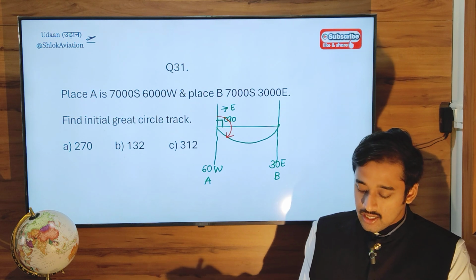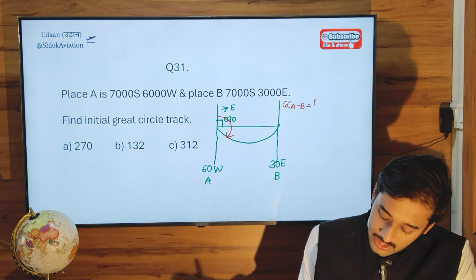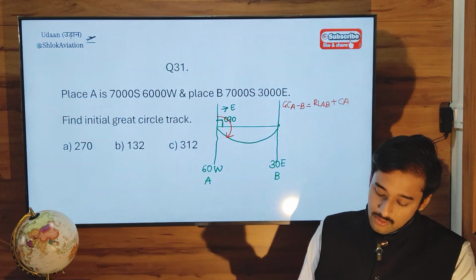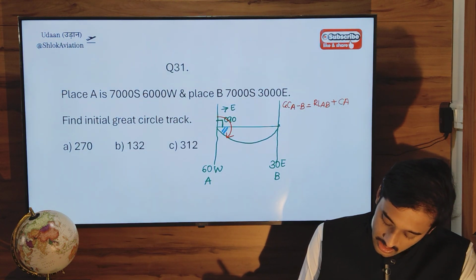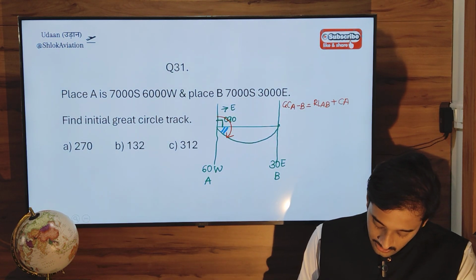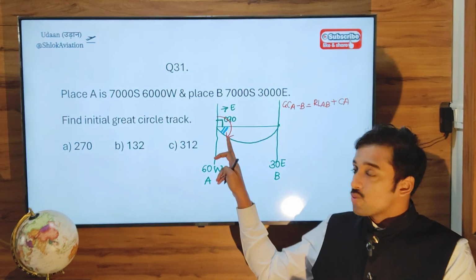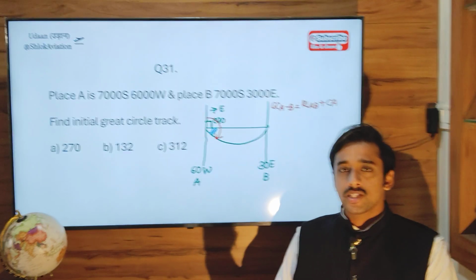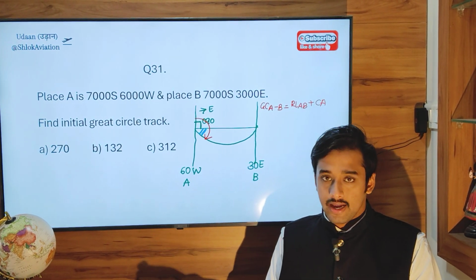Now definitely great circle track from A to B will be Rhumb line track A to B plus convergency angle, plus this small convergency angle, right? So definitely great circle track from A to B will be more than 090 by some convergency angle.